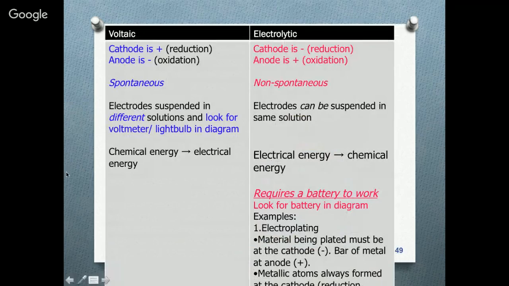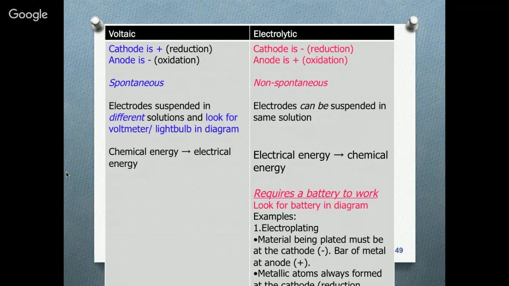Okay, so here we just want to compare those two cells. Voltaic, the cathode is positive. Electrolytic, the cathode is negative. Anode, with these charges, again, you could use an acronym to help you figure it out. You need to know that voltaic are spontaneous and electrolytic are not spontaneous. That's why there's a battery to force the non-spontaneous reaction to happen.